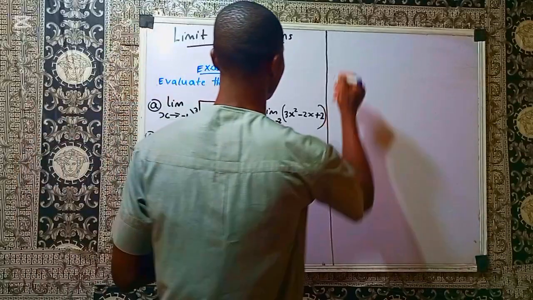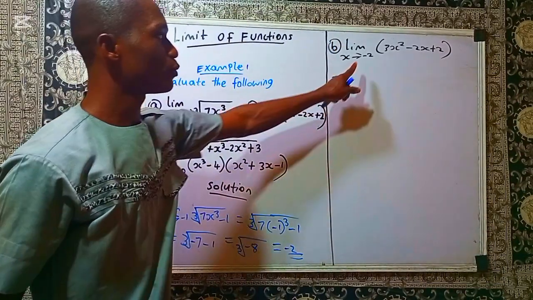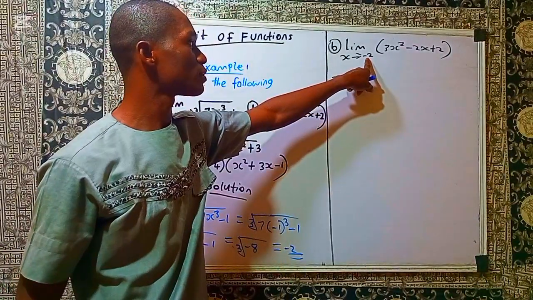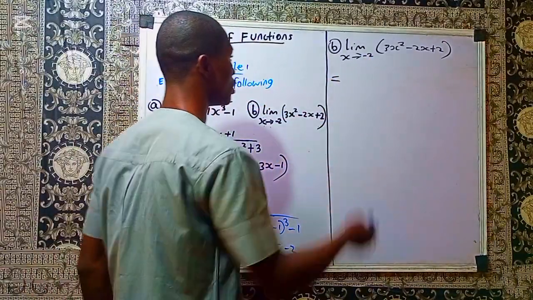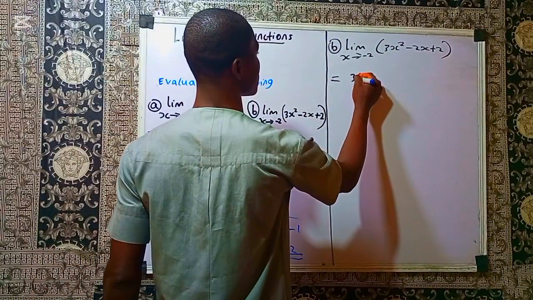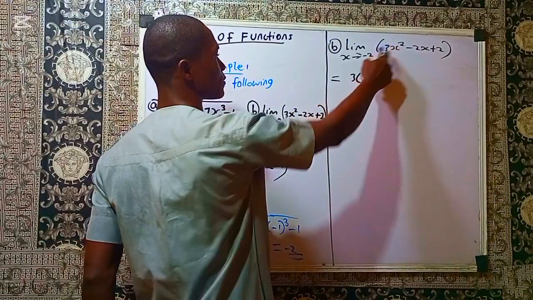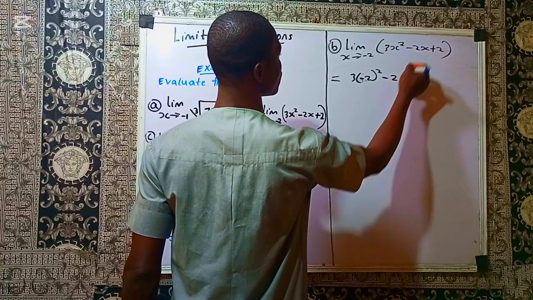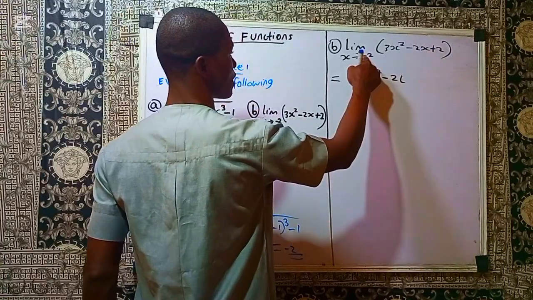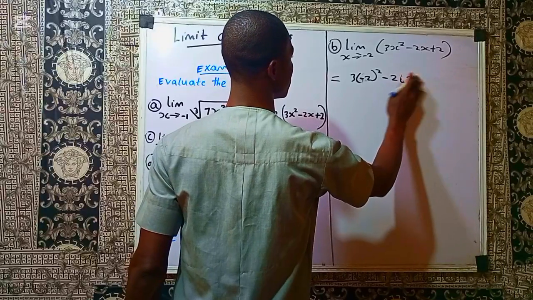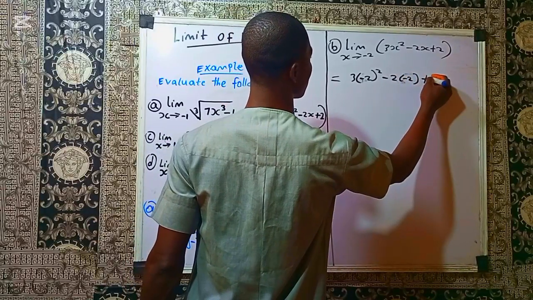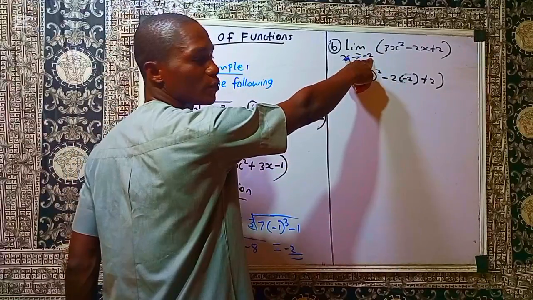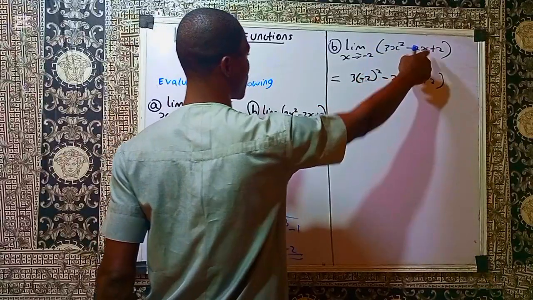So we'll consider question B. Like I said, you plug in the point you are evaluating the limit at. So you replace x with minus 2, evaluating the limit as x goes to minus 2. So we're having 3x squared minus 2x plus 2. We replace x with minus 2. That's 3 multiplying minus 2 squared, then minus 2 times minus 2, then plus 2. What we have done is that we have replaced x anywhere we see it with the limit point, minus 2.